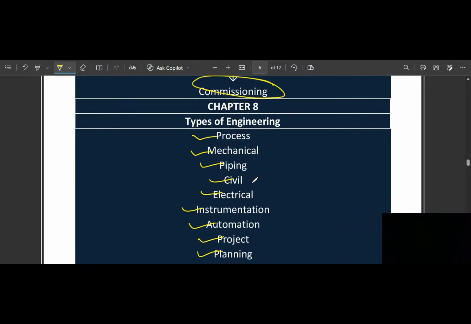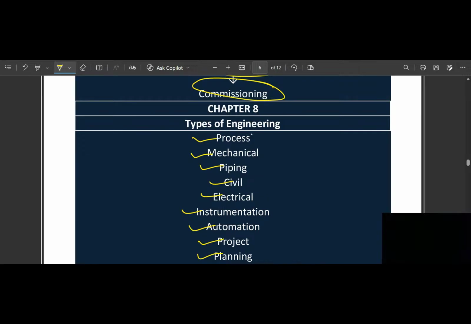So as a process design engineer, we need to coordinate with everyone, because we are the key. The process engineer is a key person who coordinates with mechanical, piping, civil, because we provide all those data. The process engineer is the responsible person who provides all technical data to all disciplines.